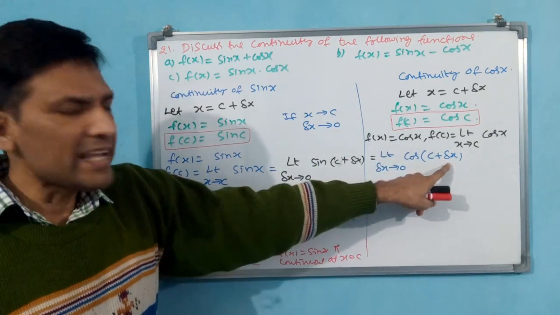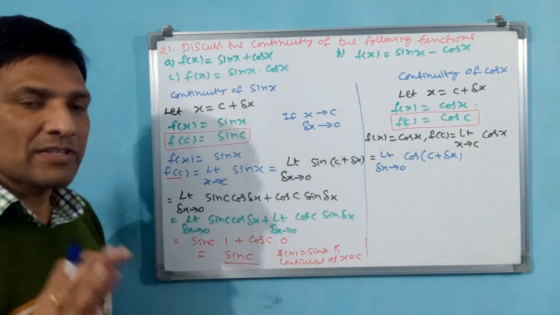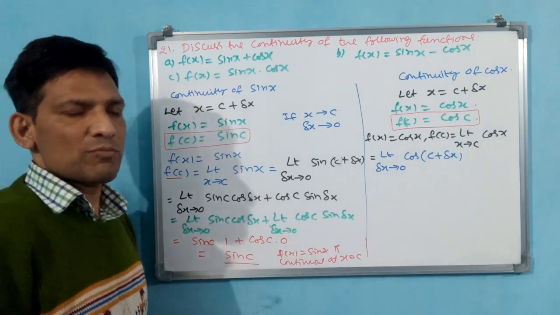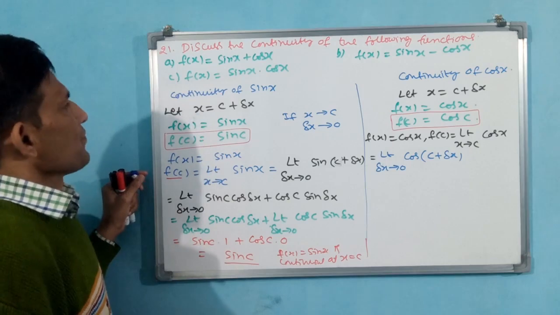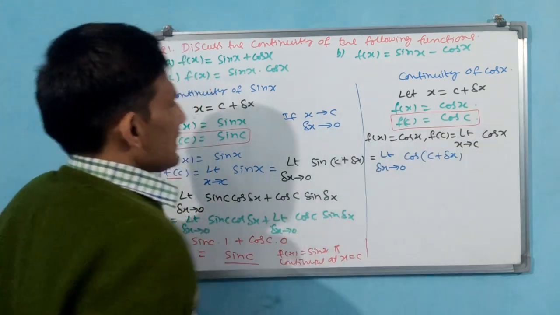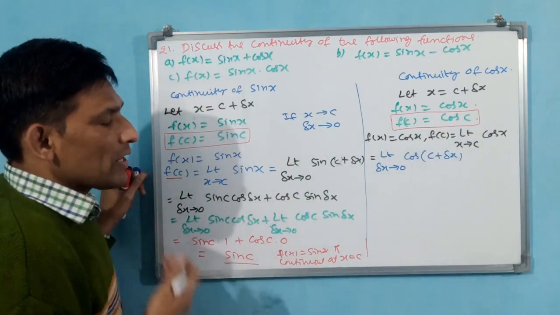Slightly means this is a slight delta x. Delta x always gives you a very small change. Small change is delta x. We have given c plus delta x. Now what will we do?